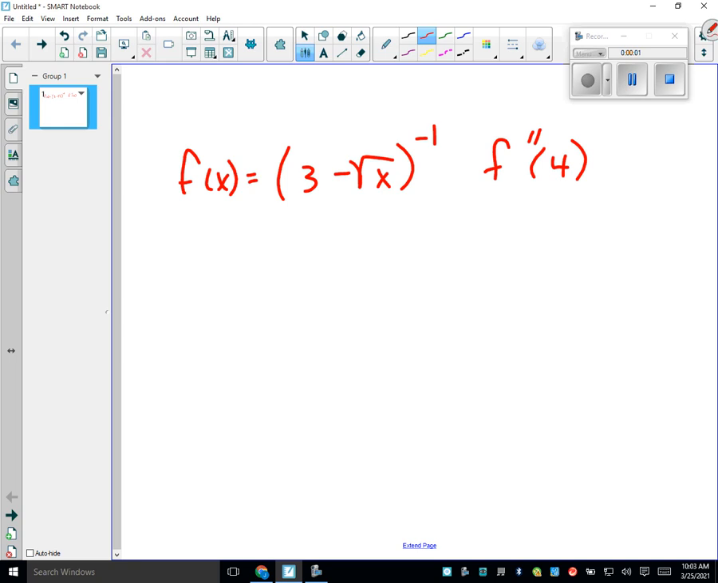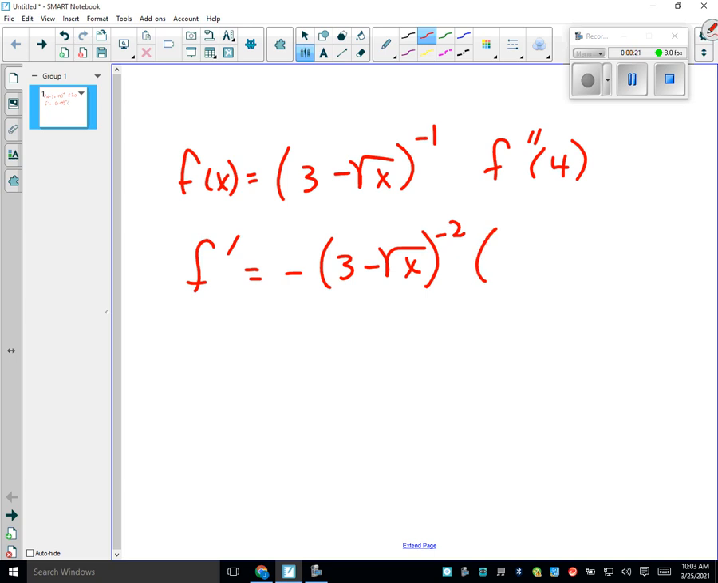Here's the problem, right? So the first thing I want to do is take the derivative. Yes? What is f prime? Negative 3 minus radical x to the negative 2, right?